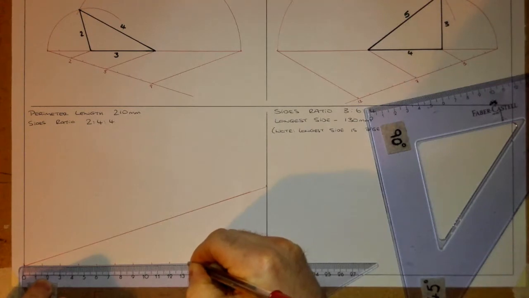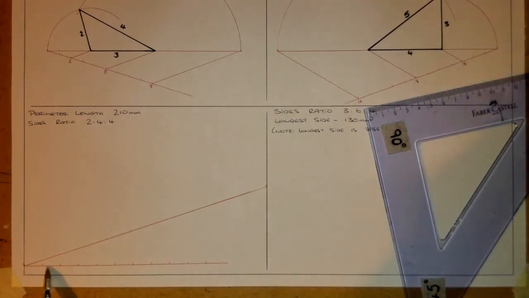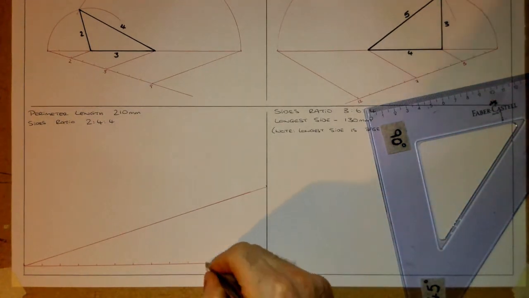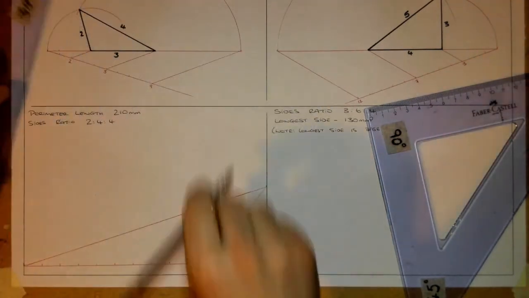Just know where you have to finish. There we go. These are all 15 millimeter gaps, and I've done 10 of them. 1, 2, 3, 4, 5, 6, 7, 8, 9, 10. At the last one, connect it up to the end of the line. And now you can do your numbers.